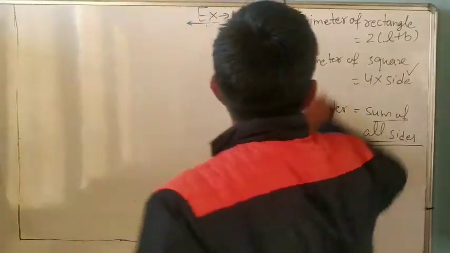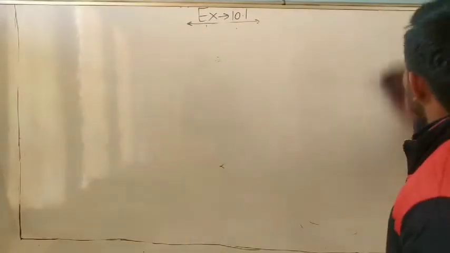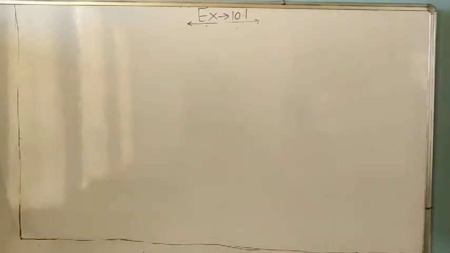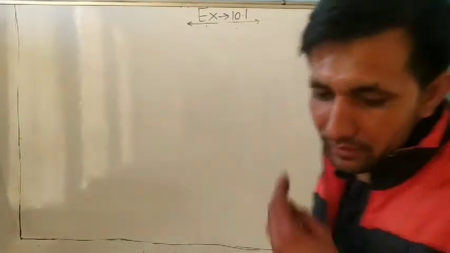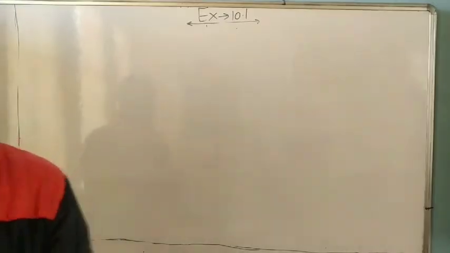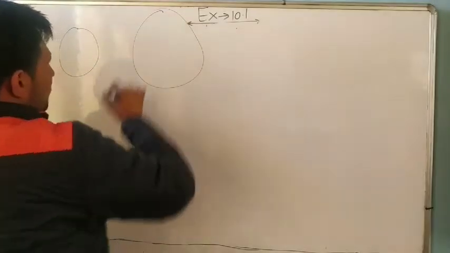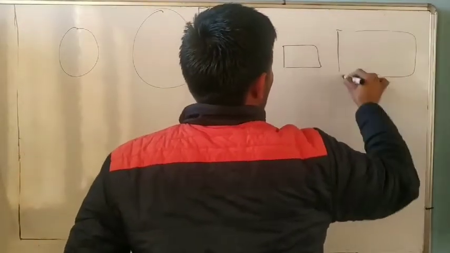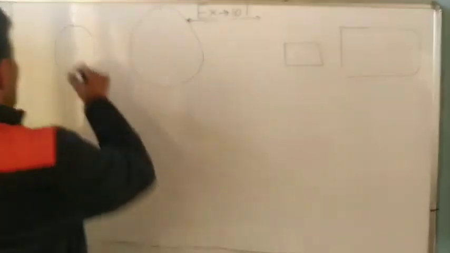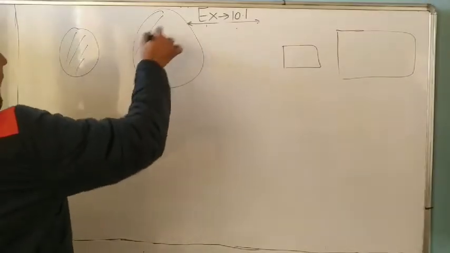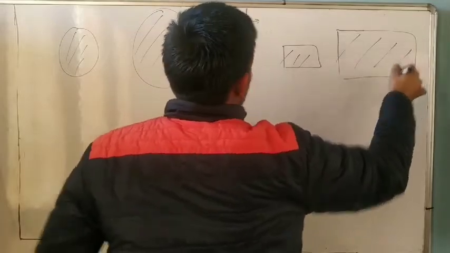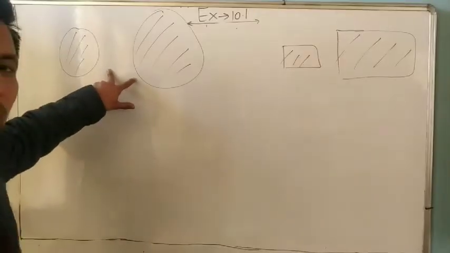Now, exercise 10.2 is a very easy exercise. Okay, tell me, there is a figure. One figure is this one, and one is this one. Tell me, which one of the figures has more region? Between these two figures, which one has more region?